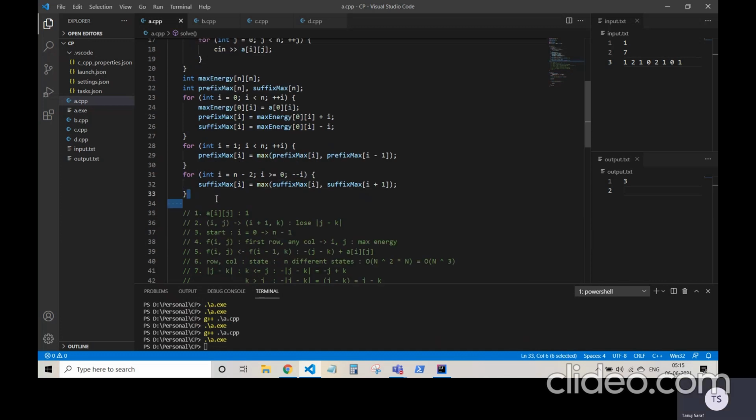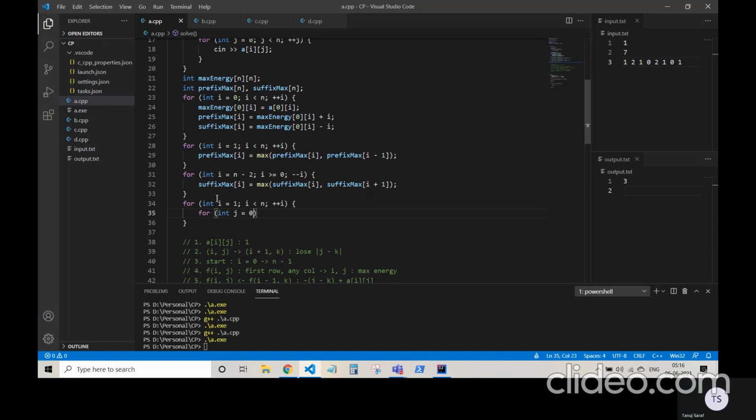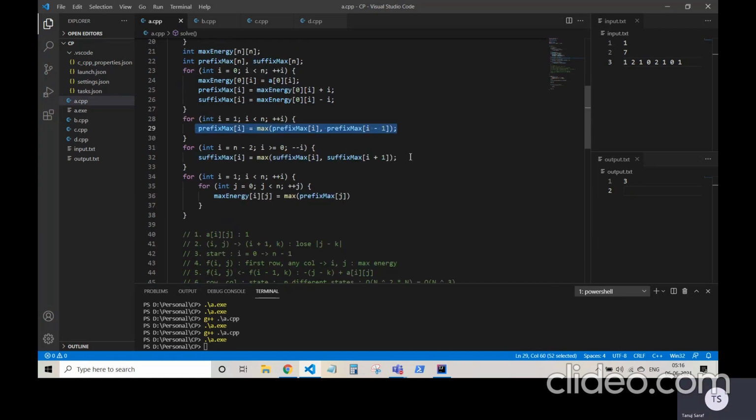Right, after doing this, now we have covered our base case. So now we will go over each row and find out the value of maximum energy for each column. So maximum energy of Ij would be equal to the max of two quantities, like we mentioned. One is the prefix maximum of the previous row. So we have already calculated, and this stores the value of each column of the previous row.